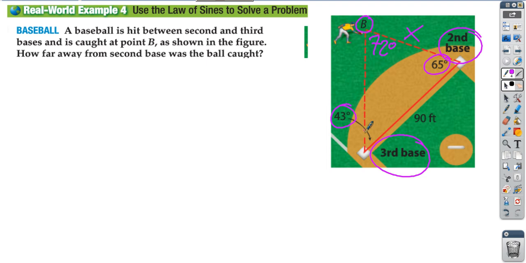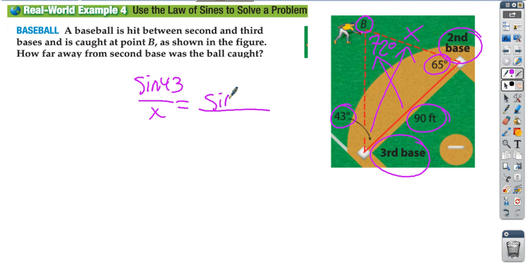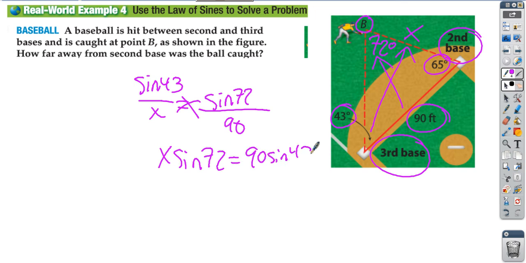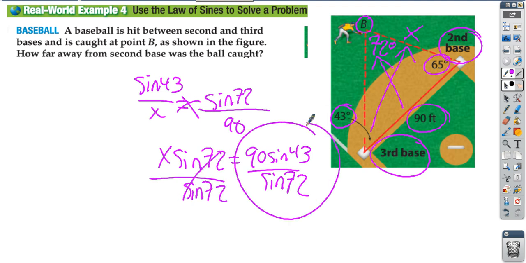Okay, so we can do sine of 43 over its side, which is over x, equals, and then this is 90 feet, so let's use that. And its opposite angle is 72. So sine of 72 over 90. Then let's cross multiply. We get x times the sine of 72 equals 90 times the sine 43. We'll divide everything by sine 72. And when we do that, we're going to get x is equal to whatever that is right there.